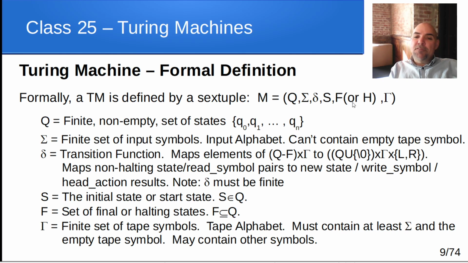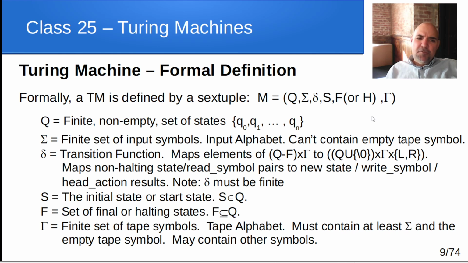And in some treatments of this, instead of this being called F for the set of final states, sometimes they'll call it H for the halting states. But whether you call them final or halting, they're really just a subset of Q, just like F was before. So if you look at stuff online, you might see this set called H. In other words, this looks exactly like a push-down automaton, but the transition function is a function instead of a relation, and we have this tape alphabet down here rather than a stack alphabet.